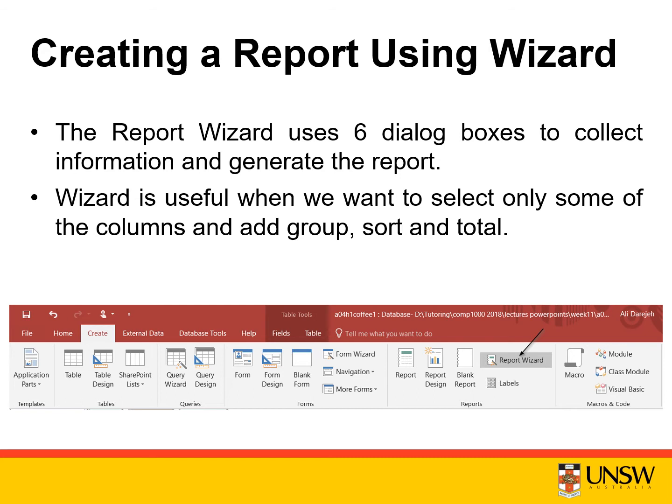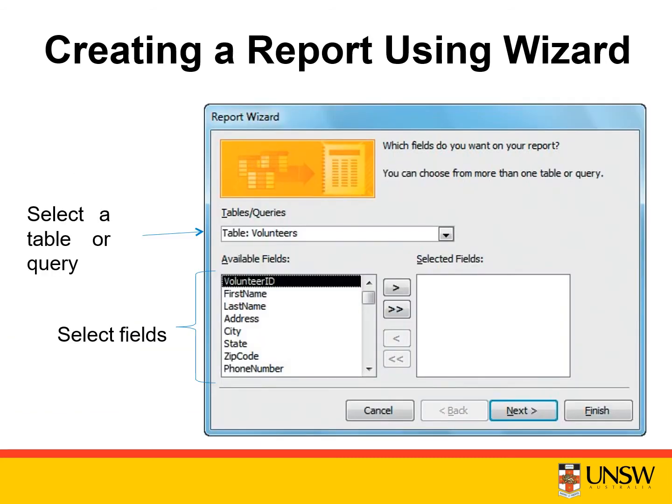Another way to create a report is using the Wizard. As you know, the Wizard can facilitate the process of making Microsoft Access objects by showing step-by-step instructions. After clicking the Report Wizard, in the first step, you should select the table and the fields that you want to have in your report.